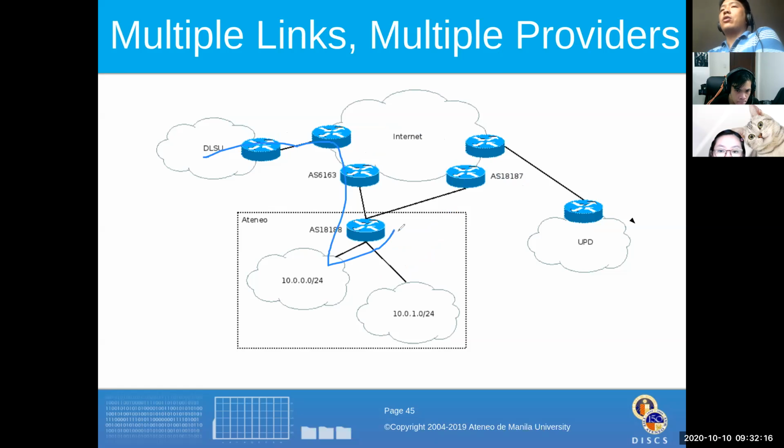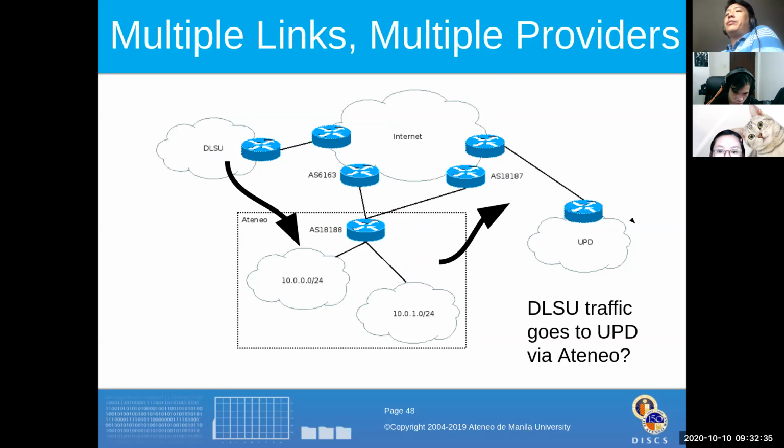So I don't want that to happen. Traffic goes in this direction, right? I only want traffic in and out of Ateneo to go in. So it should be in and out only. So I can set a policy for that, right? For that policy, you can use filtering. So I actually have a drawing. There. So we can be a transit provider.